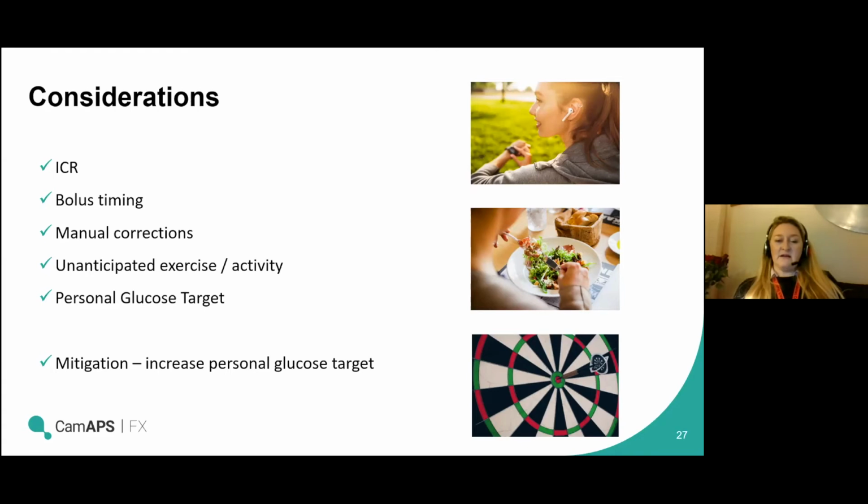Could it be unanticipated exercise or activity, or knowing that you're going to do some exercise or activity, say at school with a PE lesson, but forgetting to put Ease Off on, ideally about an hour and a half before that activity starts? So just a reminder that Ease Off can be really useful in those situations, and that with both Ease Off and Boost you can preset them.